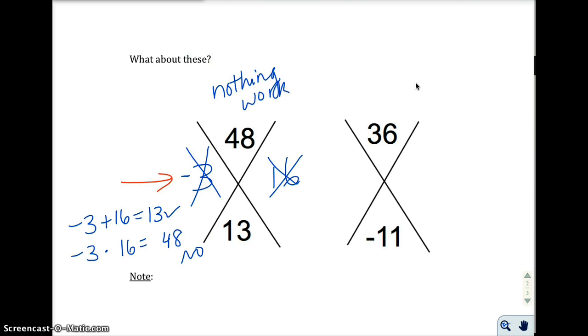Okay, and then the last one I have 36, so 1 and 36, 2 and 18, 3 and 12, 4 and 9, 6 and 6, and that's it, right? So I look at all the pairs, and I'm wanting to get 11 or negative 11. I don't see that one working. That one won't work. No, and no, and then nothing will do that. This one also doesn't work.